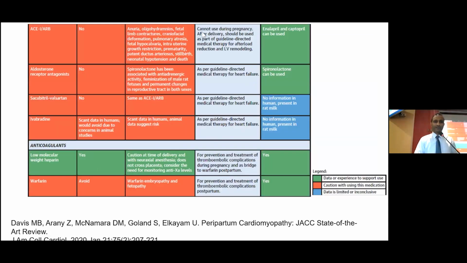So these are the drugs which you should not give in pregnancy, but they can be safely given after pregnancy. Spironolactone can also be given, although it can be in the breast milk, but the amount is slight, which is less likely to be harmful to infants.